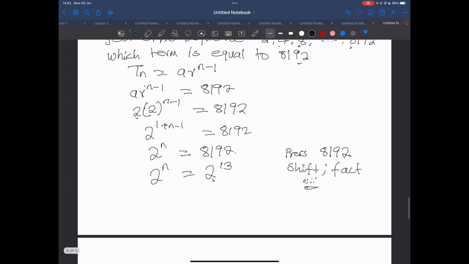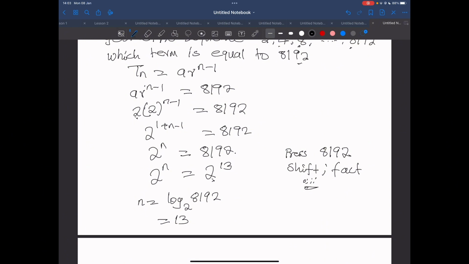But if you don't want to do that, you can still apply your log. You remember this n equals a log. The log is an exponent. So this n is the log of 8192, and the base is 2. So you'll simply get your 13.